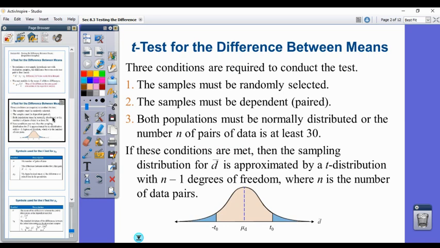our samples have to be randomly selected. So our samples are paired. Our population has to be normally distributed, or our sample size is at least 30.